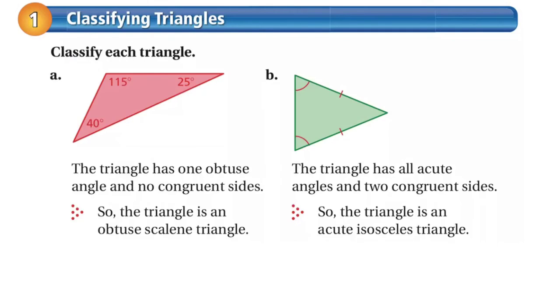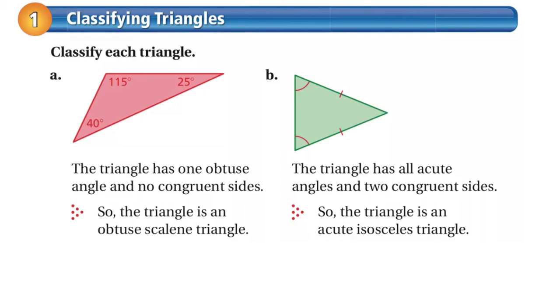Then we look at the sides. Are any of the sides the same? No, they're not. If there were 2 or 3 sides that were the same, they would put those little tick marks on them so that we know they're the same. No tick marks, no sides are the same, making it a scalene triangle. So we call this an obtuse scalene triangle.